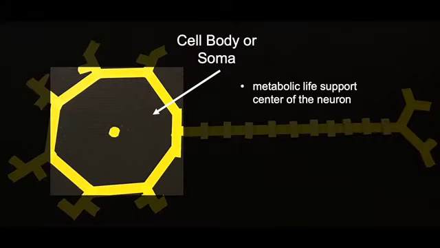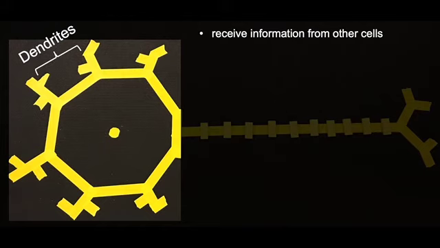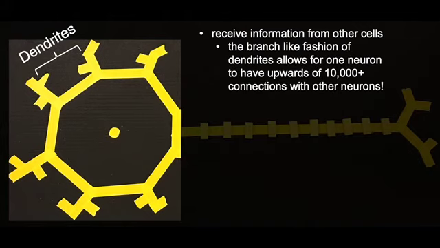The cell body is the metabolic life support center of the neuron. The dendrites are branches of the cell body that receive information from other cells. The branch-like fashion of dendrites allows for one neuron to have upwards of 10,000 or more connections with other neurons.